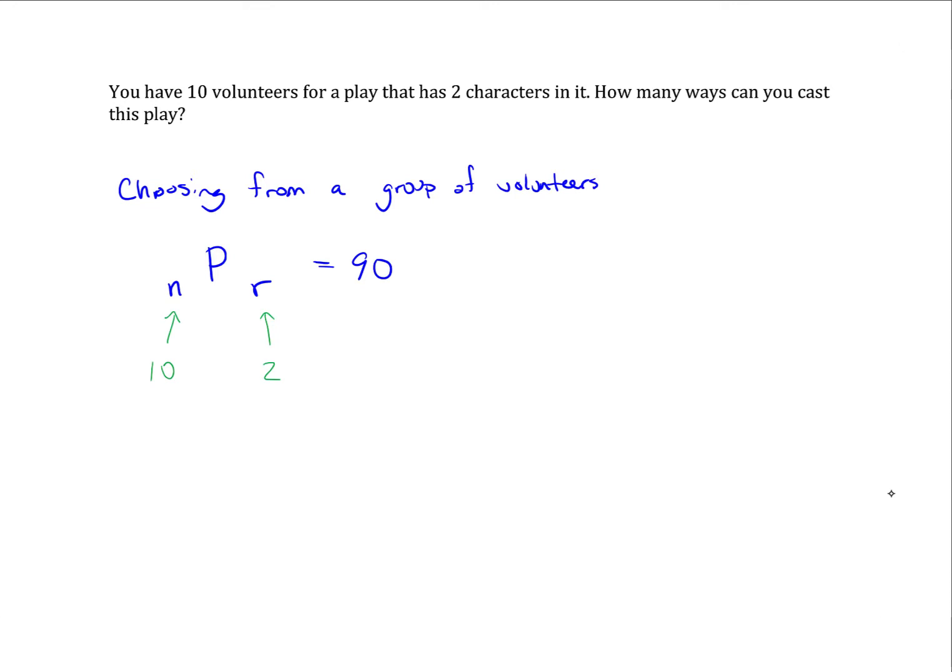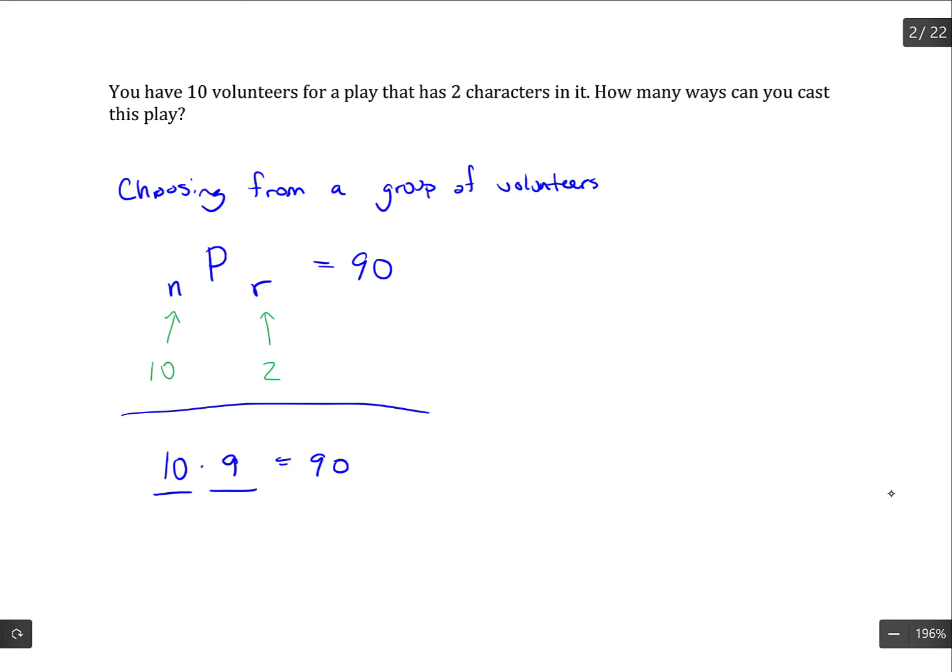Now, there's more than a couple of ways generally to solve these problems. Another way to think about this is if you have 2 characters to pick, you have the leading role and the backup. Well, when you choose the first person, you have 10 volunteers to pick from. Once that person is assigned the lead role, then you go to the backup role. Well, you're not going to have the lead person playing both, so that one person is out of the group, leaving 9 possibilities. So 10 times 9 is 90. Either way works just fine.